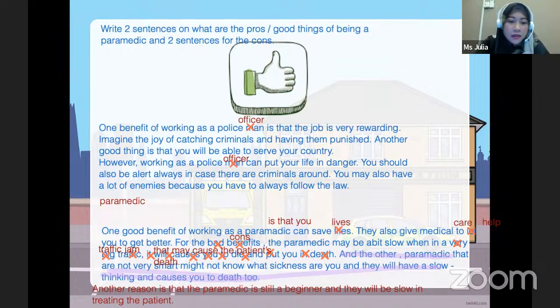Okay. And after that, another reason. Yeah, this one the teacher already crossed. I edit below. This one: another reason is that the paramedic is still a beginner and they will be a bit slow in treating the patients. Okay, good. So that's the better way to write it. Okay, now we go and watch our video, the last one.